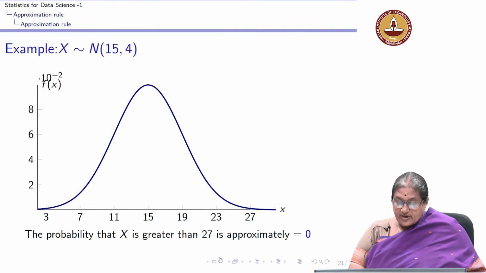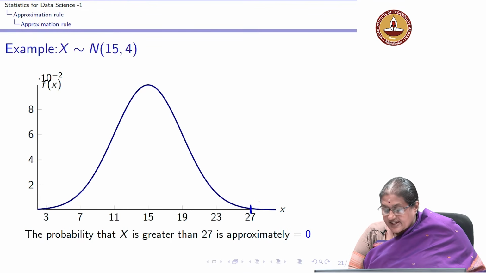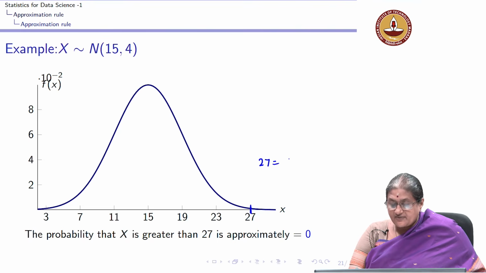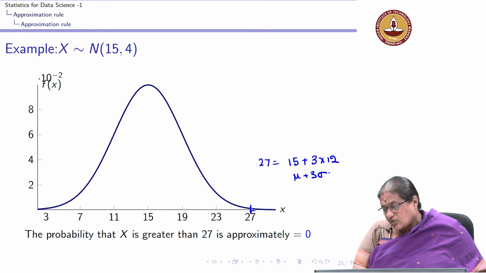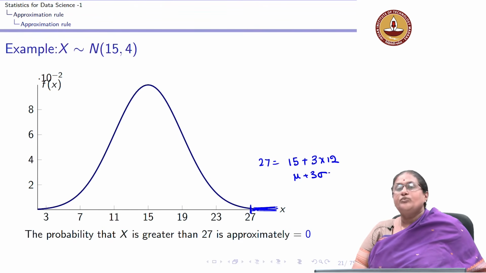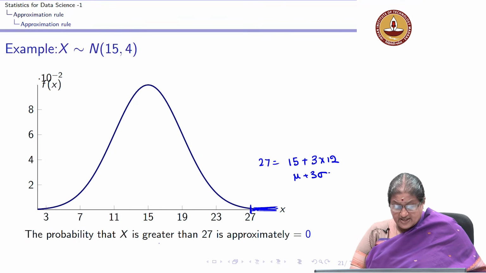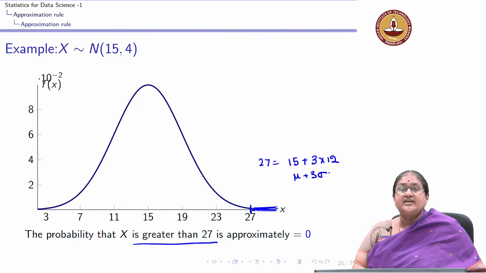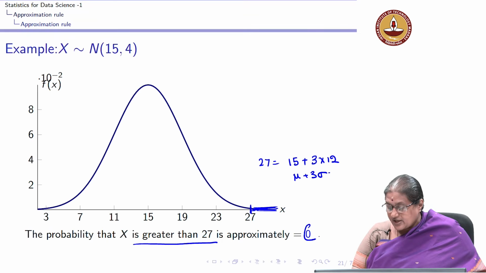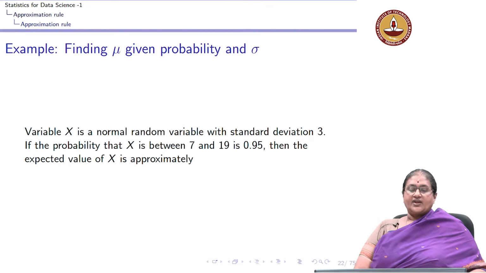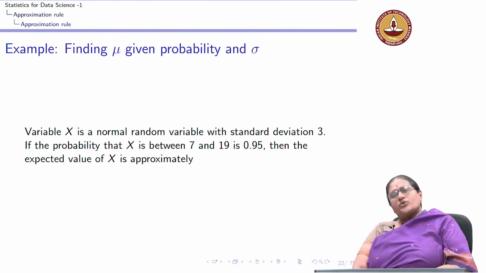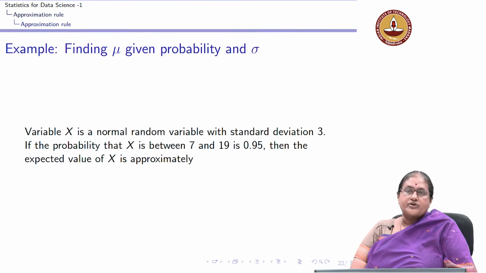Now, what is the probability x is greater than 27? I recognize 27 is 15 plus 3 times 4, which is 15 plus 12, which is mu plus 3 sigma, and I know that the chance that x lies greater than mu plus 3 sigma is approximately 0. The chance is very, very small. So, the probability x is greater than 27 is approximately equal to 0. So, now let us look at a few more applications of the approximation rule.